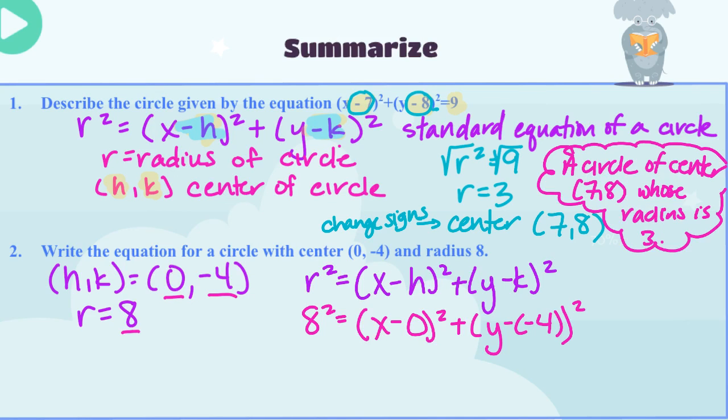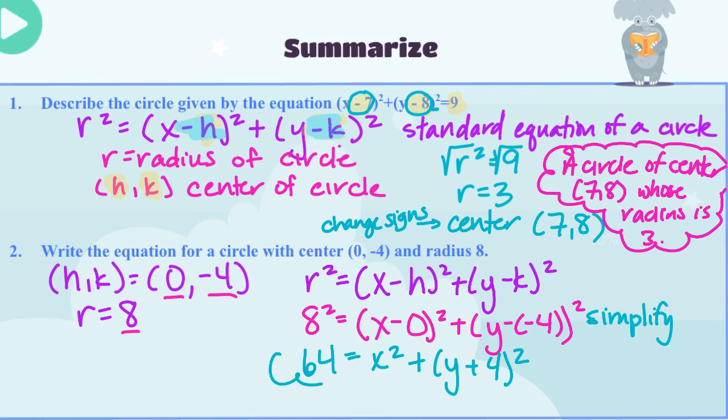Now there are a few things that we can simplify here. We can see that 8² is 64. (x - 0)² is the same thing as just x². And y - (-4) is the same thing as y + 4. So this right here is the equation of a circle with center (0, -4) and radius 8.